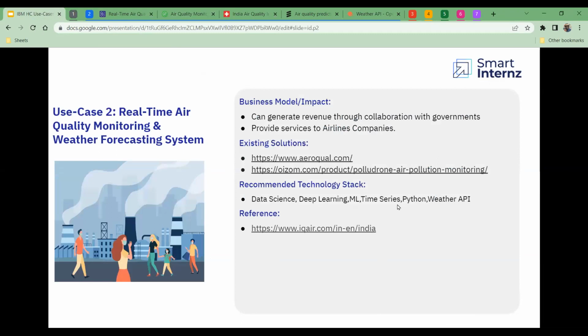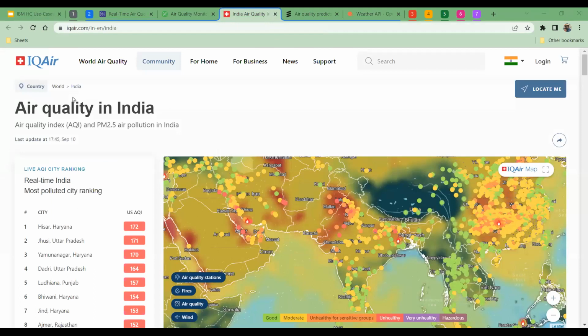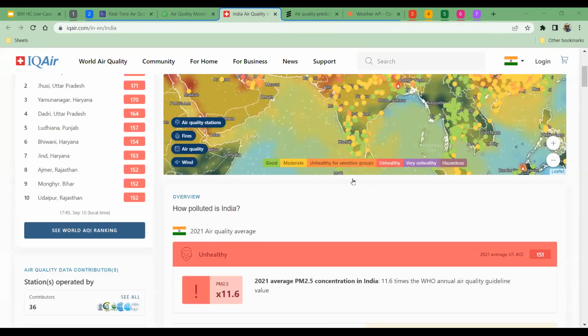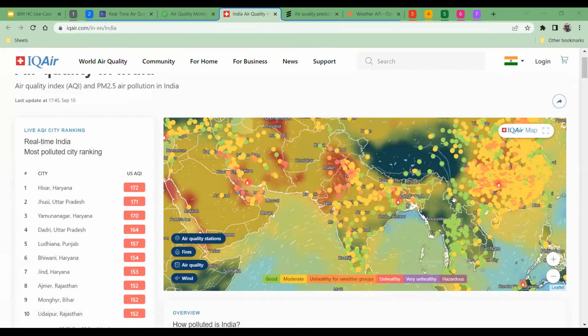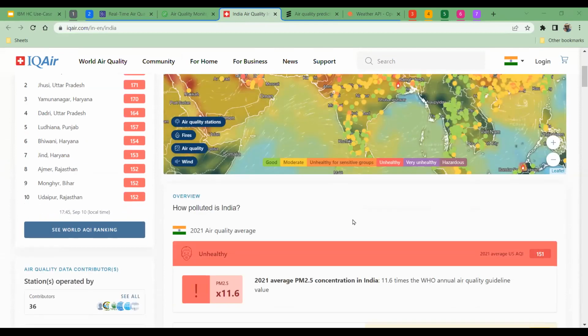And coming to the references part, we have a couple of references. The first one is IQAIR, that's the Indian Air Quality Index. This has complete data on the air quality index in India at the current moment. They update everything, and you can find a map too, showing where air quality is good, and where it's too high, unhealthy and so on.